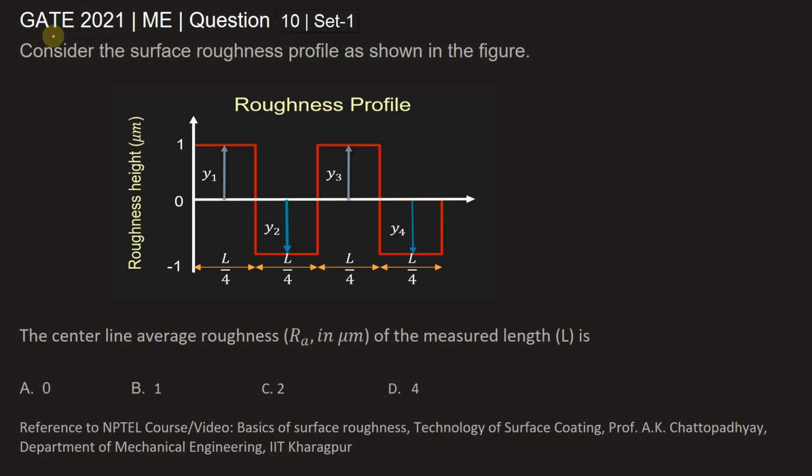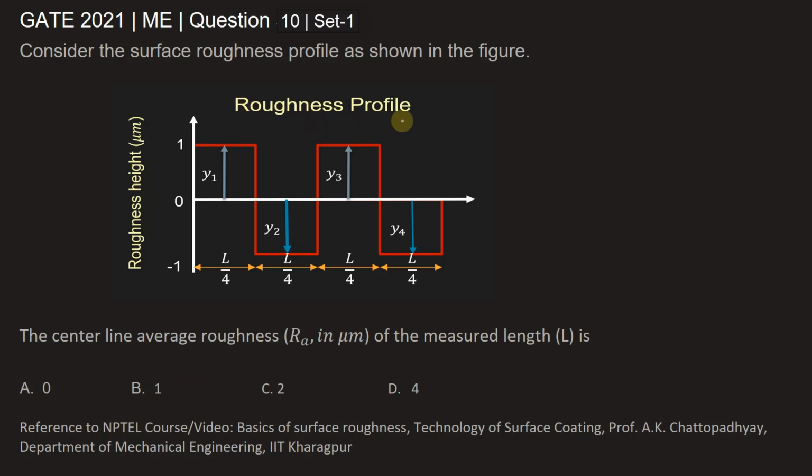This problem is from the GATE 2021 Mechanical Engineering paper of set 1. The question is: consider the surface roughness profile as shown in the figure. This figure shows the roughness profile of the surface. The center line average roughness, given by Ra in micrometers, of the measured length L is... Now we are given 4 options among which we need to find the correct answer.